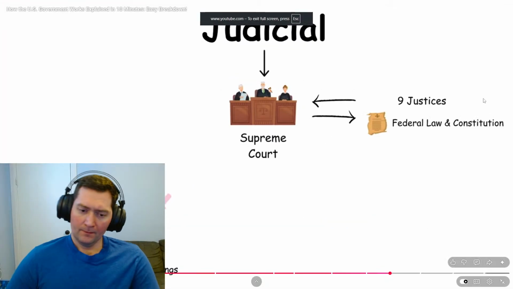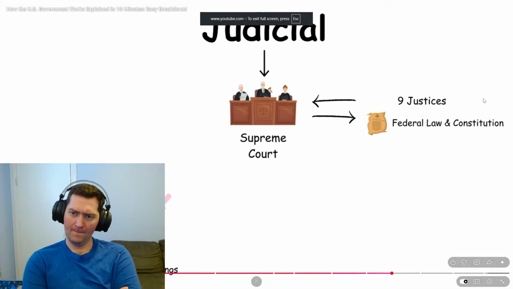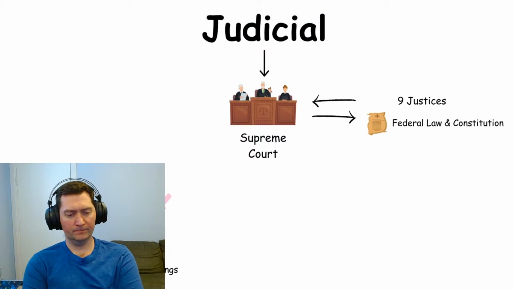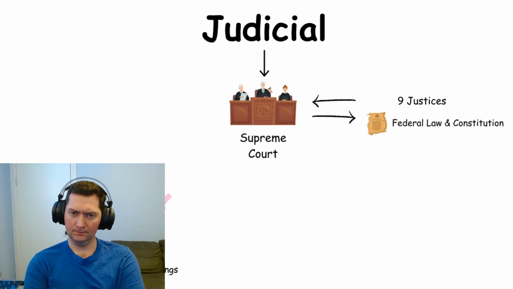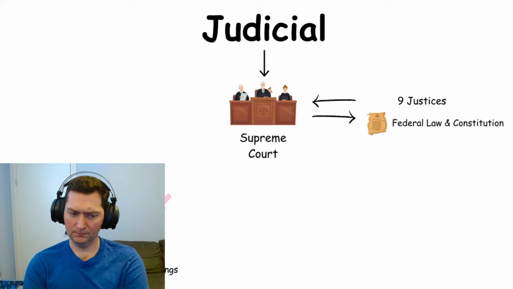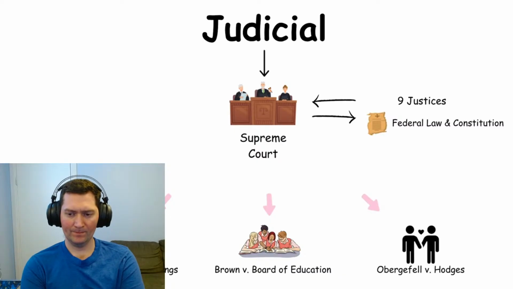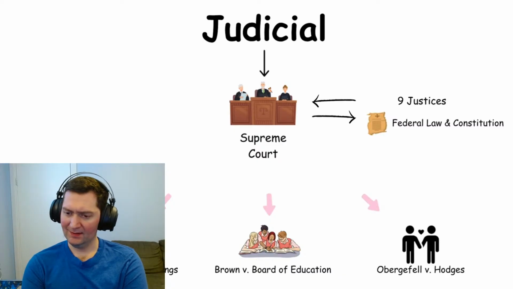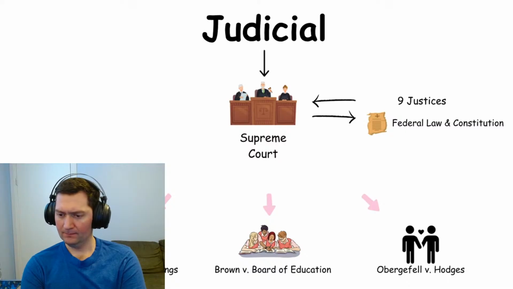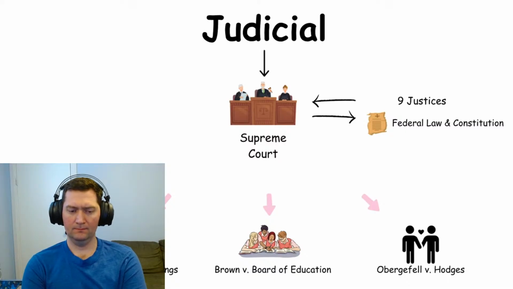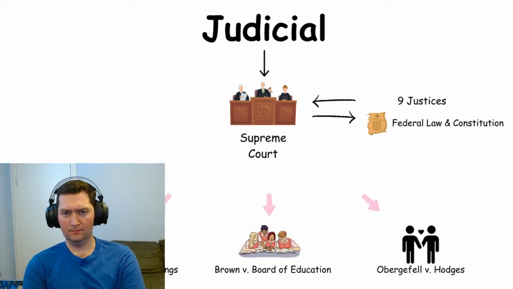Often exchanging draft opinions as they strive to reach a consensus. When the court issues its ruling, it becomes the law of the land, binding on all lower courts. The Supreme Court's interpretations can have far-reaching consequences, shaping everything from civil rights to economic policy. In cases like Brown versus Board of Education, which struck down racial segregation in public schools, or Obergefell versus Hodges, which legalized same-sex marriage nationwide, the court has played a pivotal role in advancing social justice and protecting individual liberties.